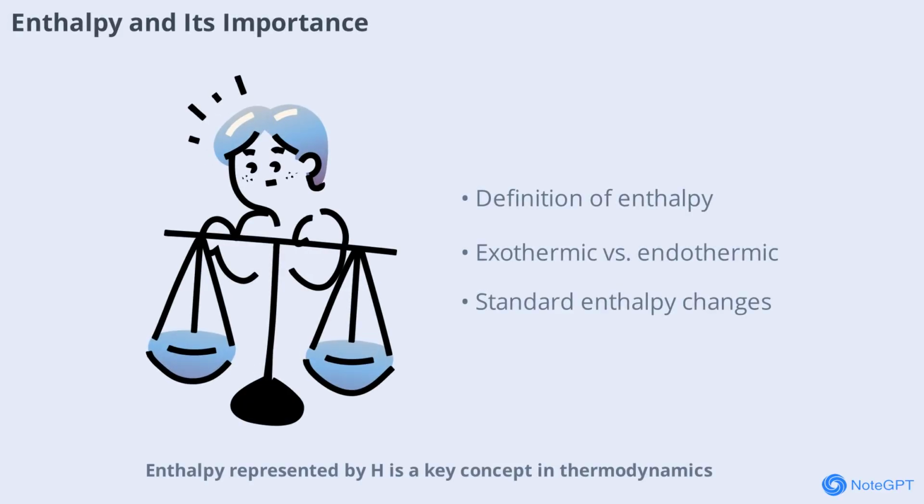Enthalpy, represented by H, is a key concept in thermodynamics. It measures the total heat content of a system at constant pressure. We'll explore how enthalpy changes during chemical reactions, especially in exothermic and endothermic processes. Understanding enthalpy helps us calculate the heat absorbed or released and is essential for solving calorimetry problems. We'll also look at standard enthalpy changes and their significance in predicting reaction outcome.